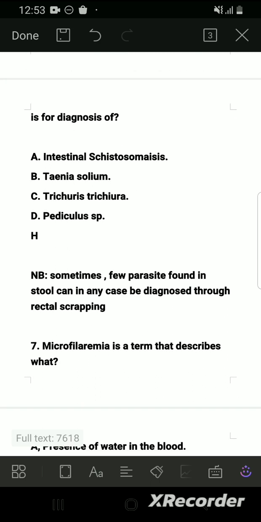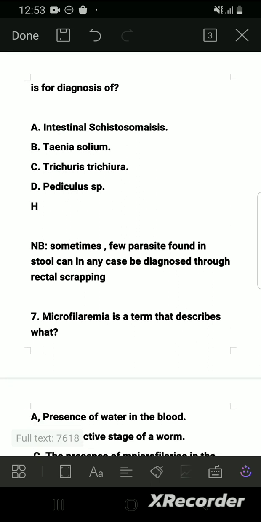Then Trichuris trichiura can in some cases be found in stool, but only in rare cases. That is when you involve the use of a spatula, or any material, to scrape the sides of the anus to get the actual sample. So our answer is Trichuris trichiura.